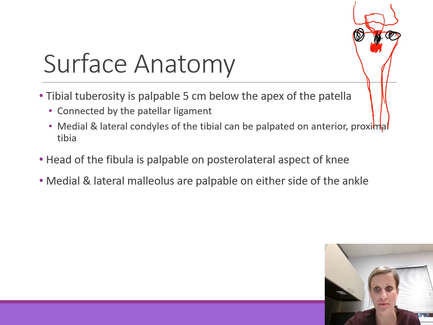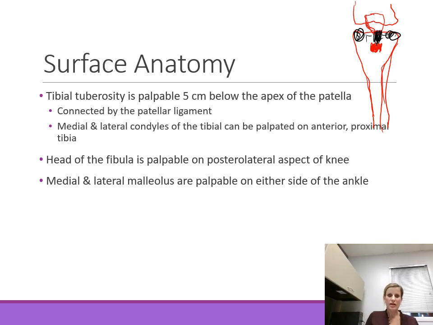So if you palpate the patellar ligament here in the middle and then just palpate on either side of it, you'll feel kind of like little rounded masses of bone. And those are the medial and lateral condyles of the tibia.